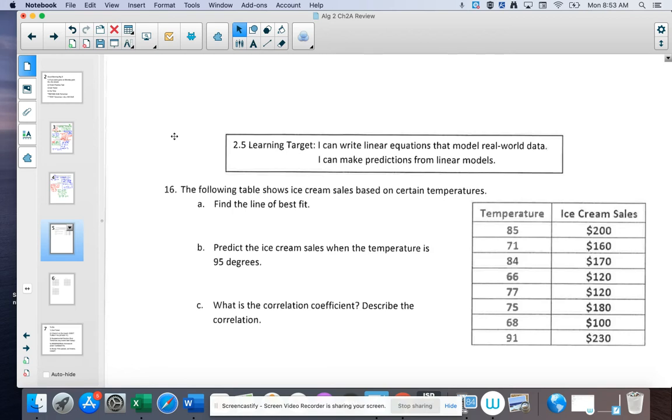Hi everyone, this is a quick tutorial on the 2.5 section of your practice test.